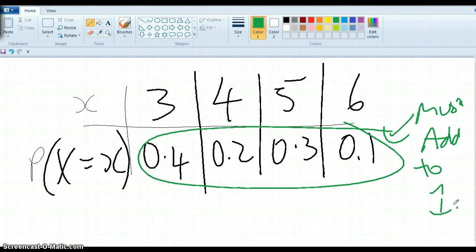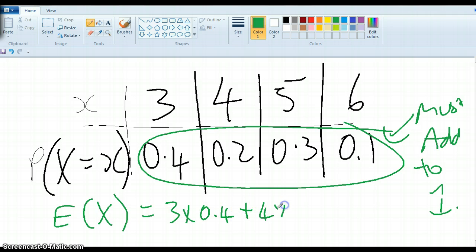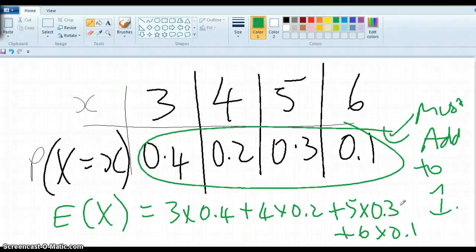Okay? So how would we find out the expected value of this random variable? We'd go 3 times 0.4 plus 4 times 0.2 plus 5 times the probability of a 5 turning up plus 6 times the probability of a 6 turning up. And that's our mean if we did it a billion trillion times. Yeah? Cool? Done.